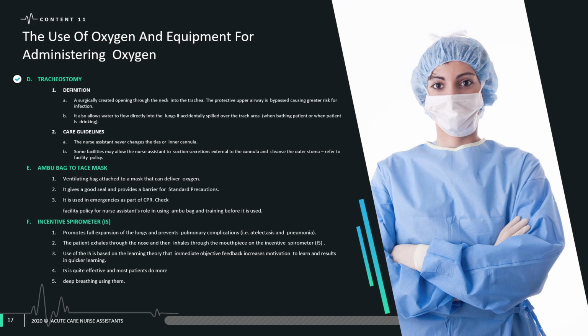Incentive spirometer. Promotes full expansion of the lungs and prevents pulmonary complications. The patient exhales through the nose and then inhales through the mouthpiece on the incentive spirometer. Use of the IS is based on the learning theory that immediate objective feedback increases motivation to learn and results in quicker learning. The IS is quite effective, and most patients do more deep breathing using them.